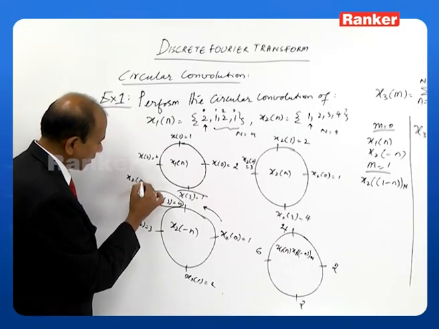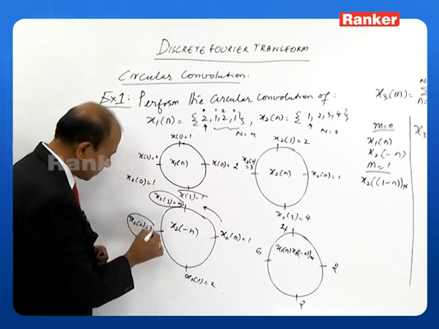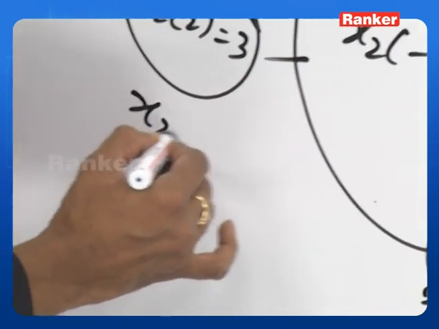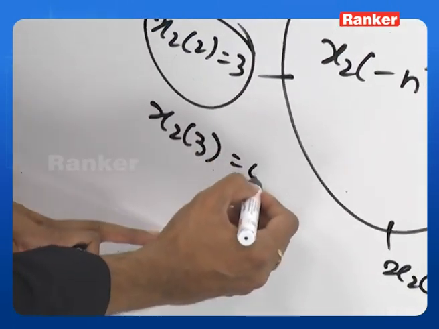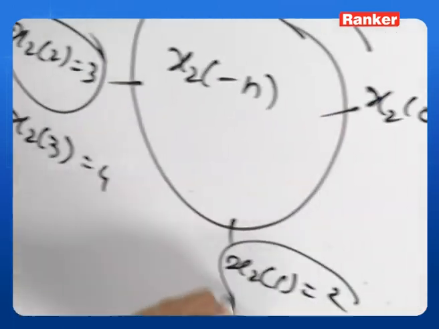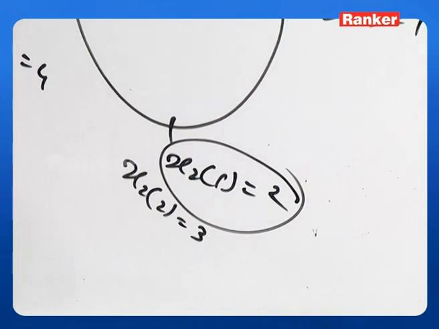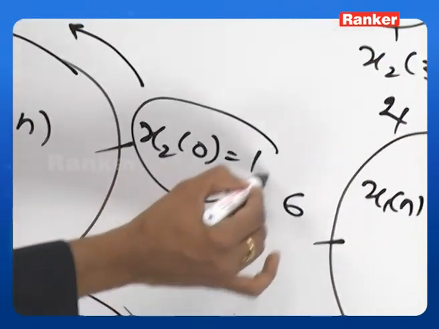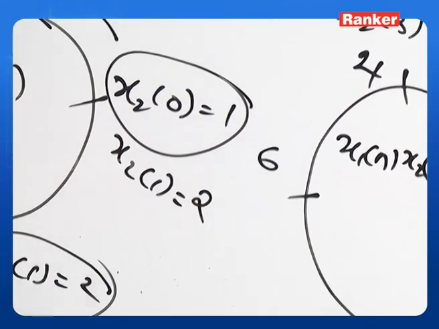x2 of 0, that is equal to 1, okay, and this will become now x2 of 3 is equal to 4, and here this will become x2 of 2, that is equal to 3, and this will become x2 of 1 is equal to 2.